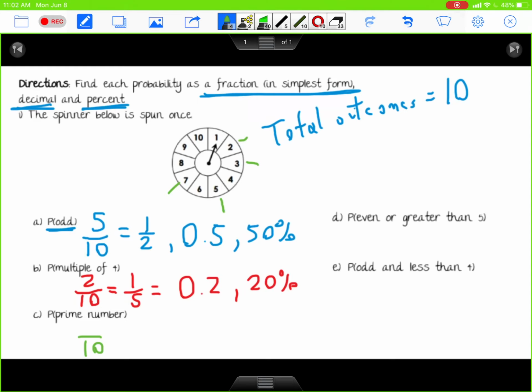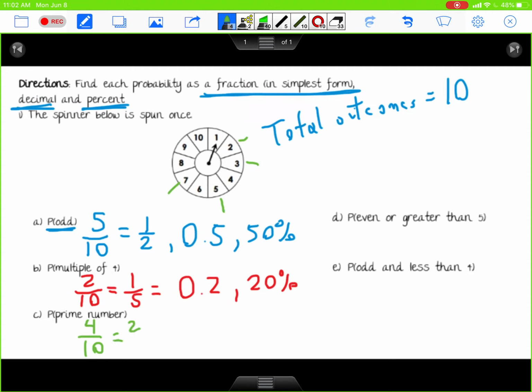Okay, 1 is not a prime number because 1 could only be divided by 1. So it only has one number you can use for that. Okay, to be a prime number, you need to be able to divide it by 2 different numbers. Okay, so we only have 4 choices, 4 things we want, so that's our numerator. 4 over 10 is our fraction.